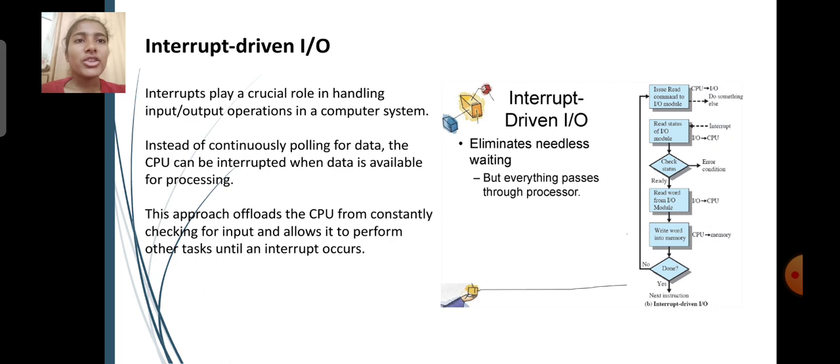Interrupt driven input and output. Interrupts play a critical role in handling input and output operations in a computer system. Instead of continuously polling for data, the CPU can be alerted when data is available for processing. This approach offloads the CPU from constantly checking for the input and allows it to perform other tasks until an interrupt occurs.